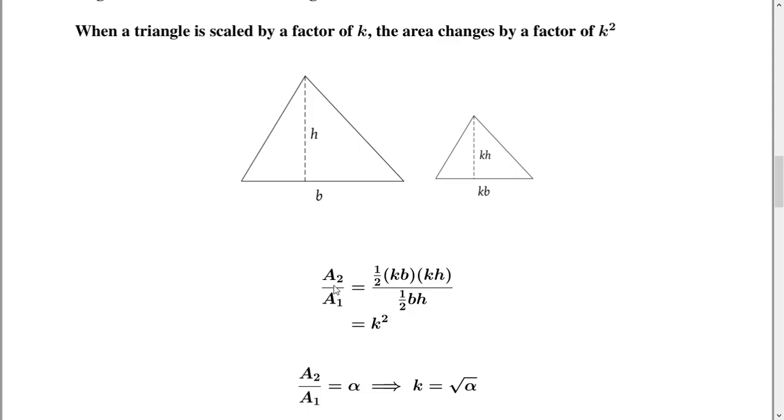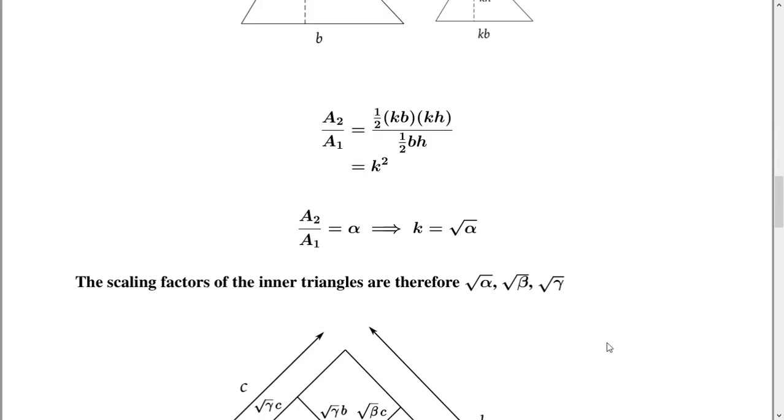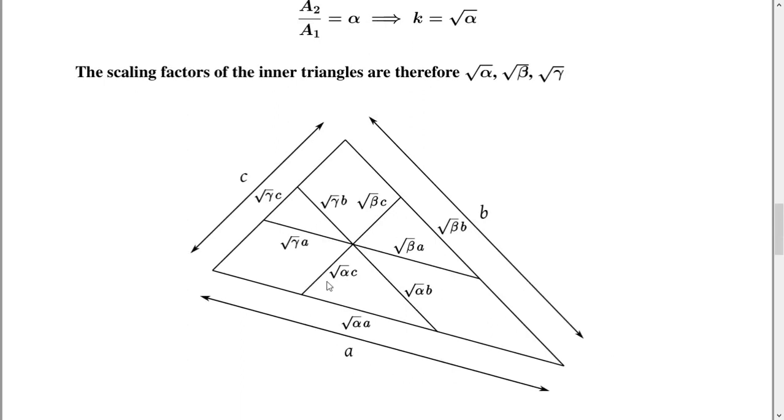In our problem, let's say a2 is the area of one of the inner triangles, alpha, and a1 is the area of the largest triangle. Then alpha by 1 equals k square, and so k is square root of alpha, which basically tells us that the triangle which has an area of alpha would have sides root alpha a, root alpha b and root alpha c if the sides of the largest triangle are a, b and c. Similarly for the other two triangles.